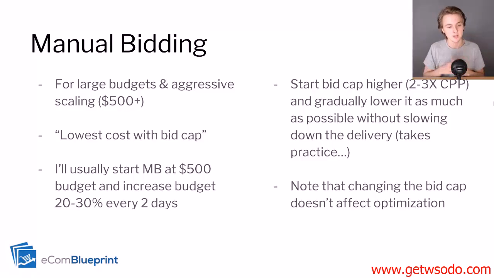But what I like doing is starting manual bidding at a $500 budget and then increasing the budget 20 to 30% every 2 days, just increasing, not duplicating.